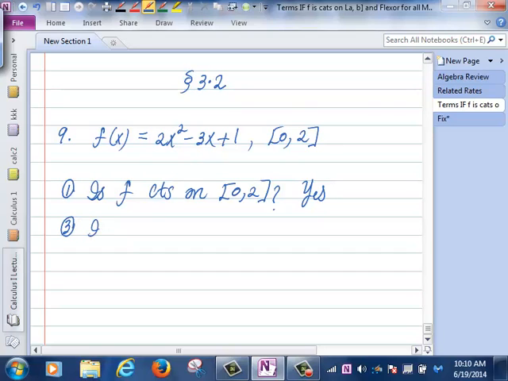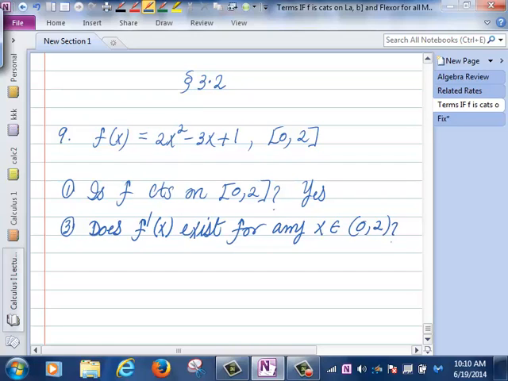Second, does f prime of x exist for any x between 0 and 2? Again, the answer is yes, because the derivative of a polynomial function exists everywhere, right? So the hypotheses of the mean value theorem are satisfied.